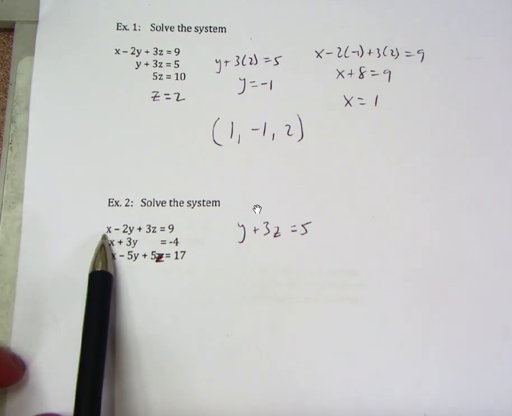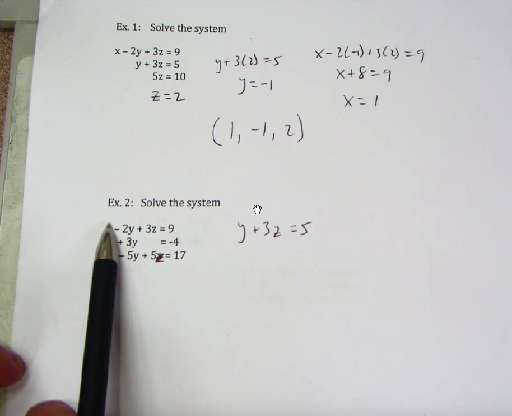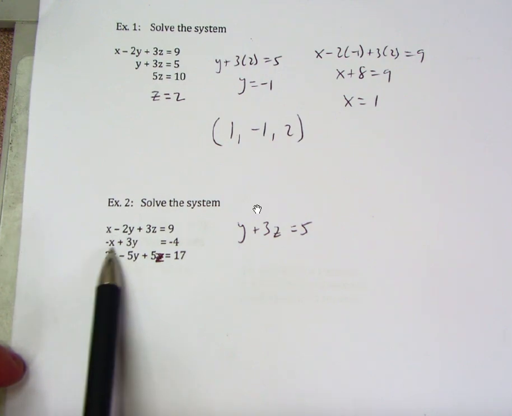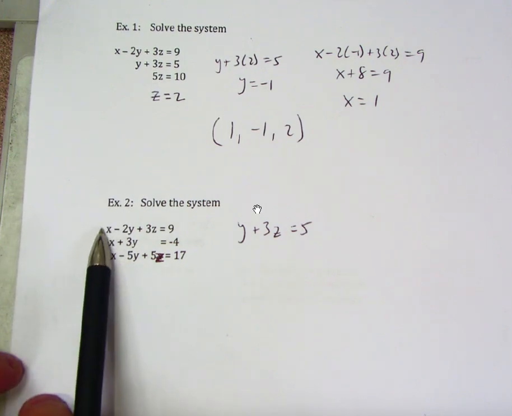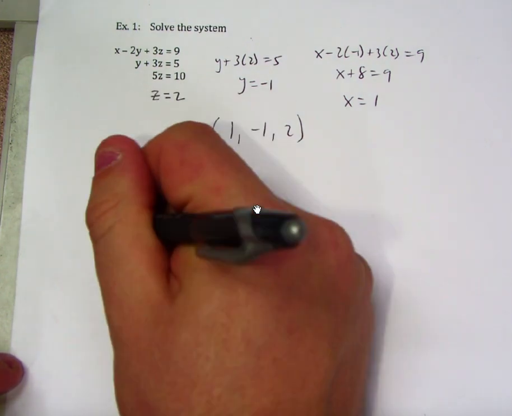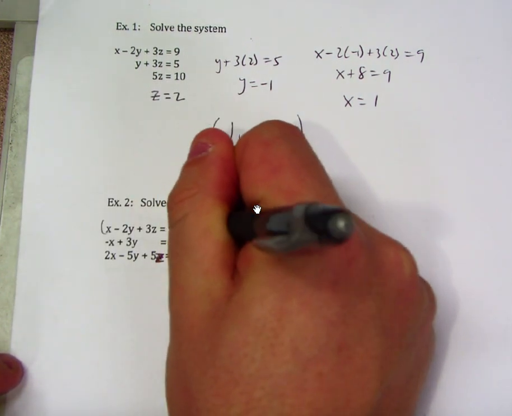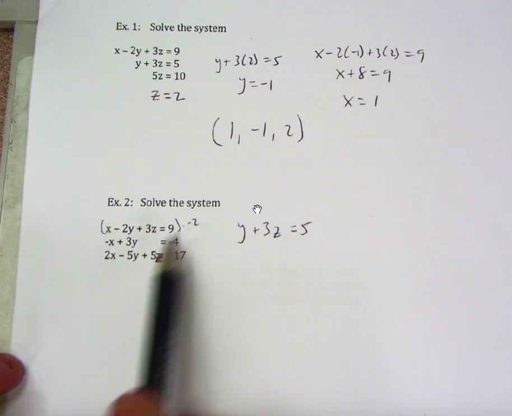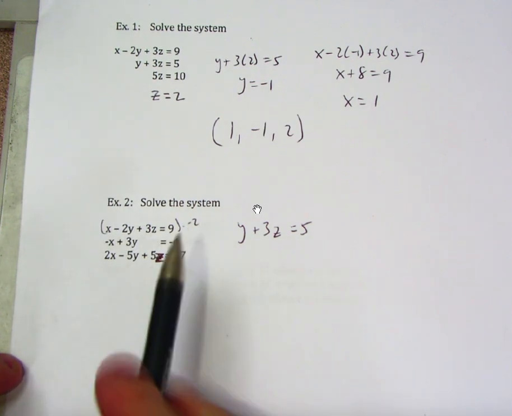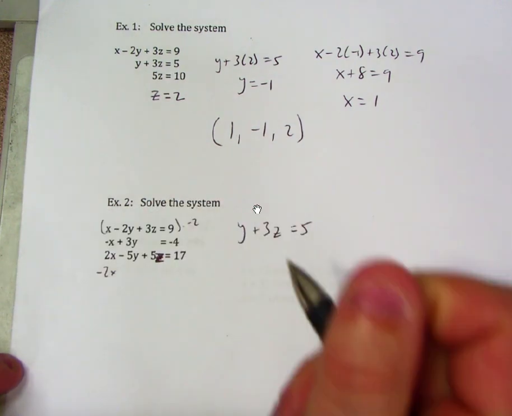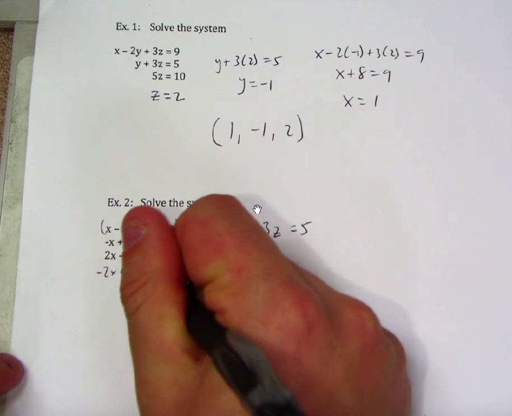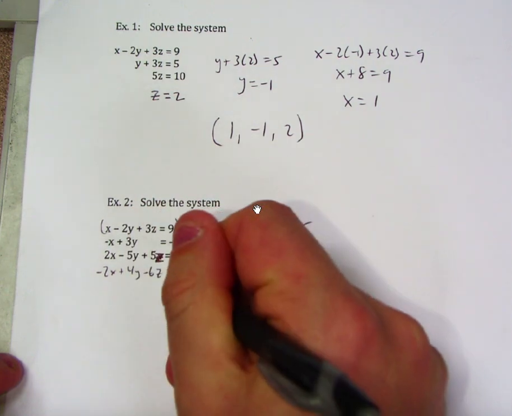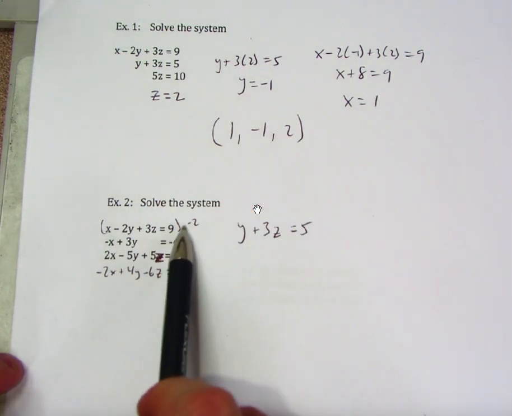Go back to this top x right here, and let's use this x to now eliminate this 2x. So think about what you would do with normal elimination if you were going to have this x eliminate this 2x. Well, you'd multiply this top equation by -2. So I'm going to multiply this top equation by -2 and write my new equation right below this one. So I'd have -2x, positive 4y, -6z equals -18.